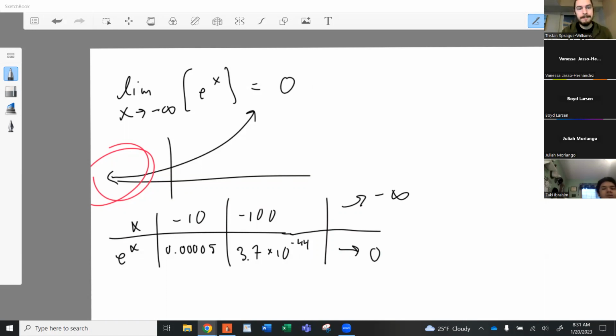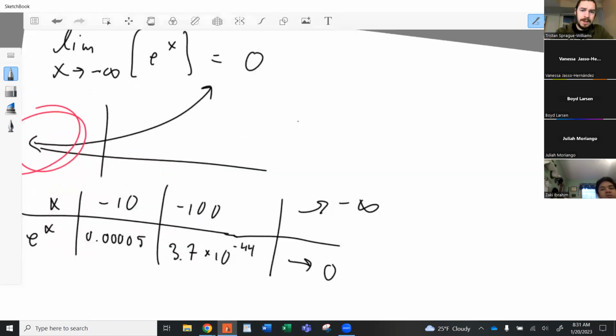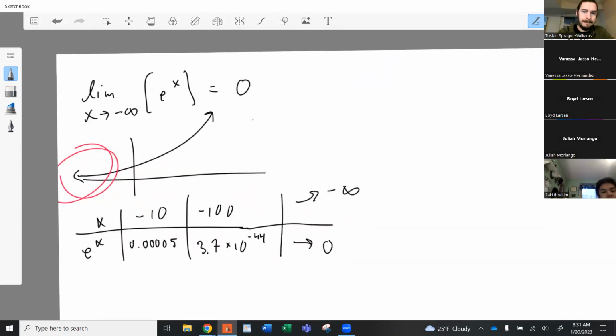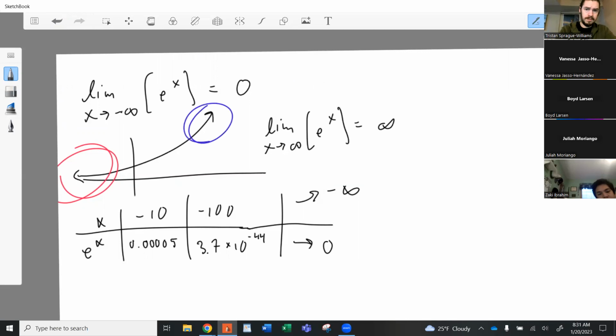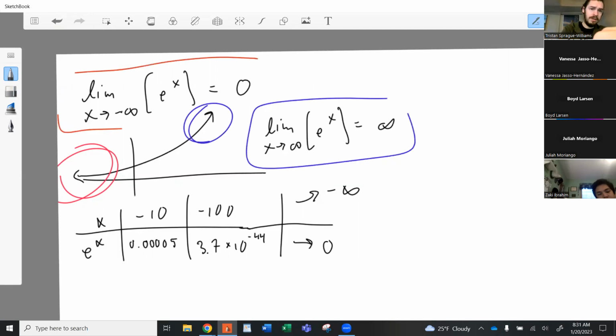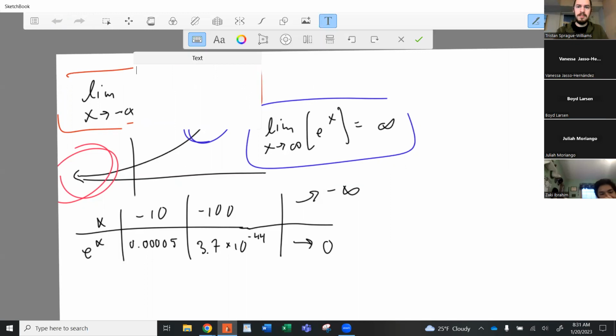The right side end behavior, by the way, is infinity, isn't it? These are two very specific limits that you should really memorize. Actually, here, let's kind of color code them. The red one there and the blue one there and the red one here. Okay, those are two very specific limits that I recommend memorizing.